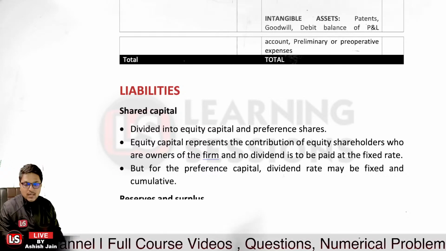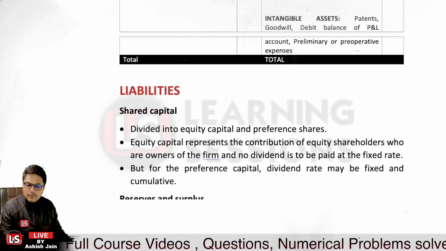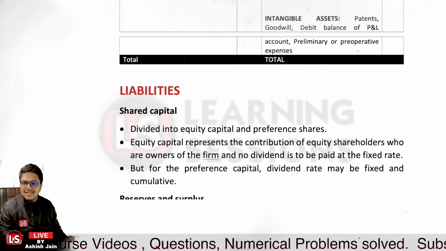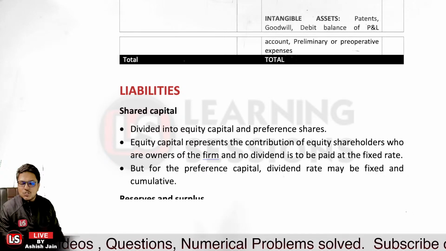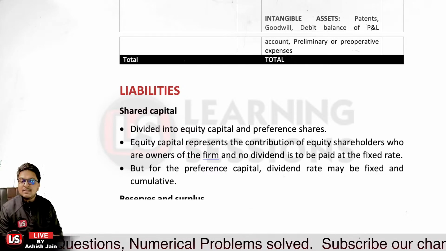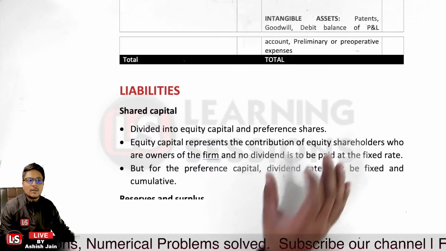Further, at the time of liquidation, when the company is liquidated, in that case also you will be preferred to receive the amount. That is what relates to preference shares.